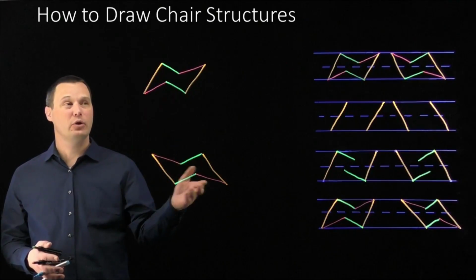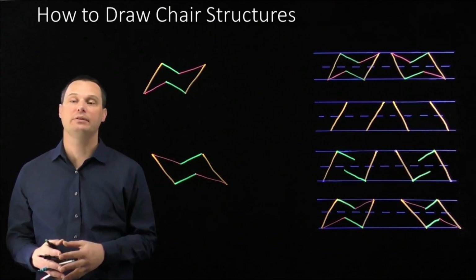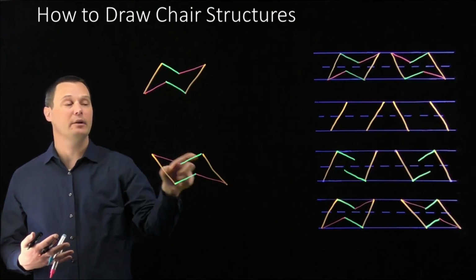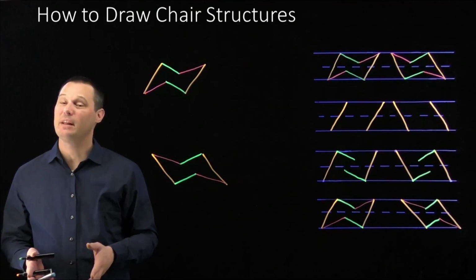Once you get good at drawing chair structures, we can move on to placing the axial and equatorial groups. The most common exam mistakes come from misplacing the axial and equatorial groups around your cyclohexane chair. Let's start with the axial position.